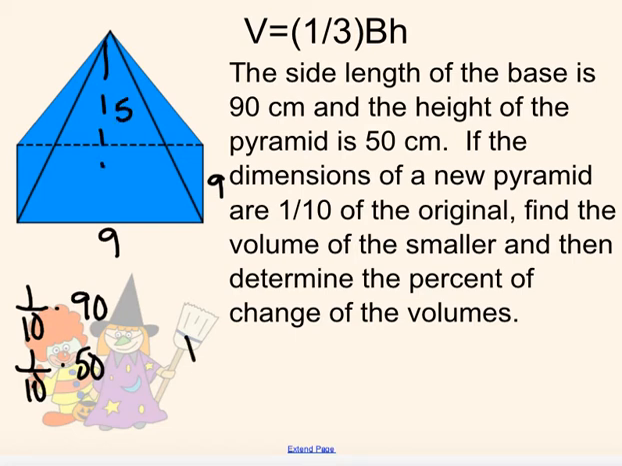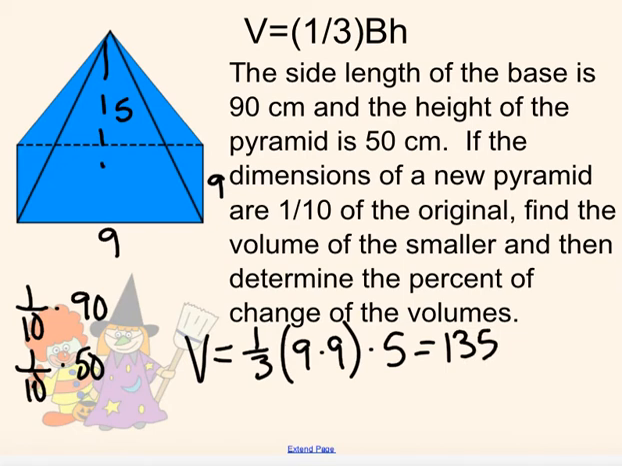So if we do our volume of the pyramid, I'm going to do 1/3 of 9 times 9, because that's the area of my base, times my height, which ends up giving me 135 centimeters cubed. The question is, how much smaller is this? Well, as we've learned in the past, this 1/10 is our scale factor, and that's just for the side lengths. So 1/10 is for the sides.